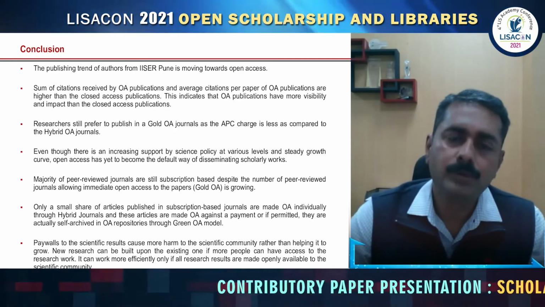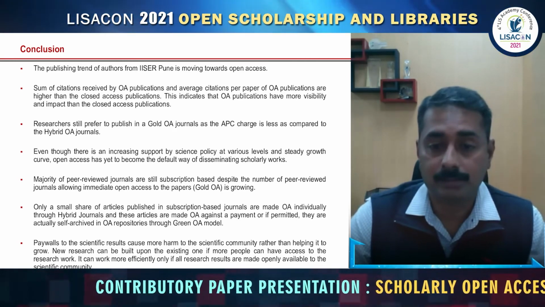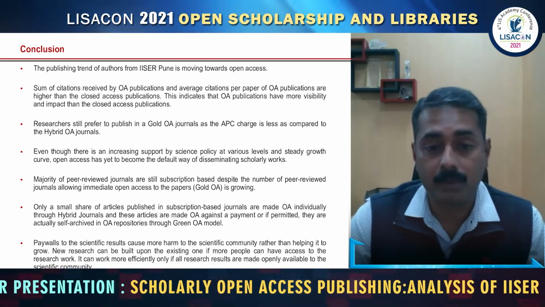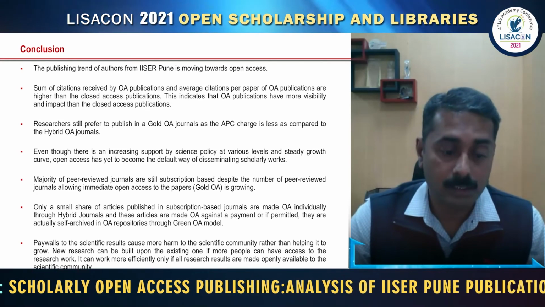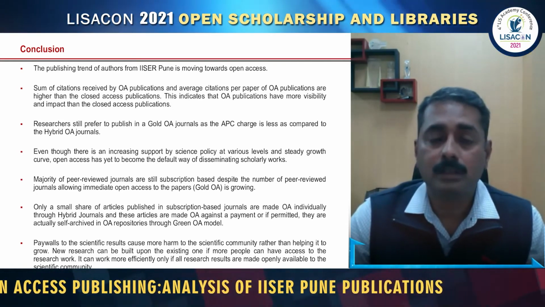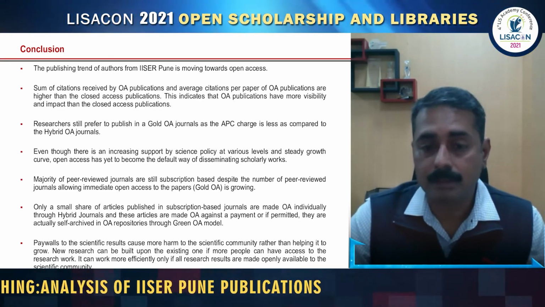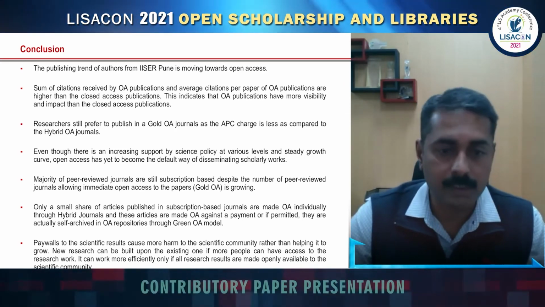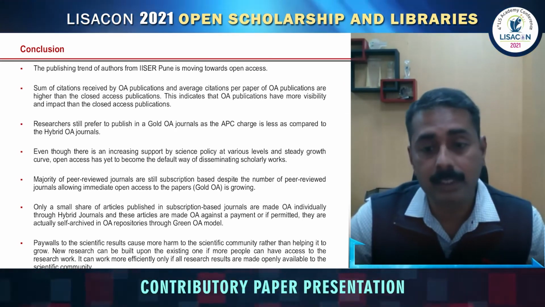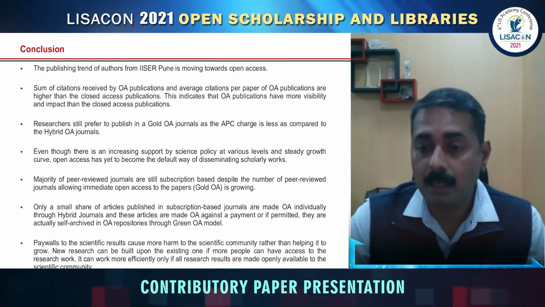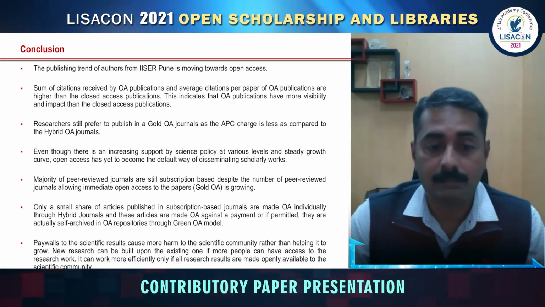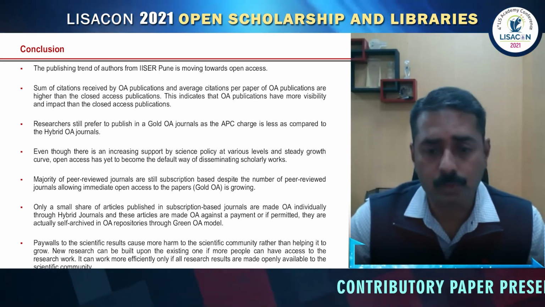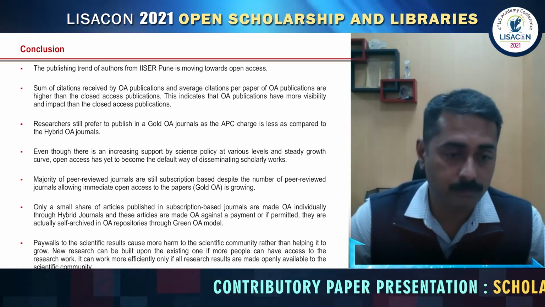Majority of the peer-reviewed journals are still subscription based, despite the number of peer-reviewed journals allowing immediate open access to the papers is growing. Only a small share of articles published in subscription based journals are made open access individually through hybrid journals, and these articles are made open access against the payment, or if permitted, they are self-archived in the open repositories through green open access model.